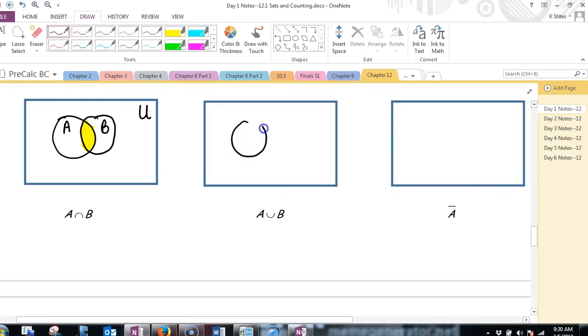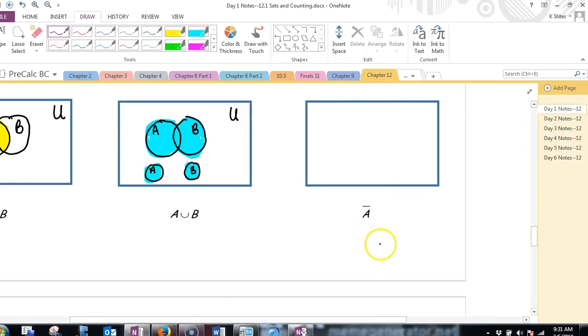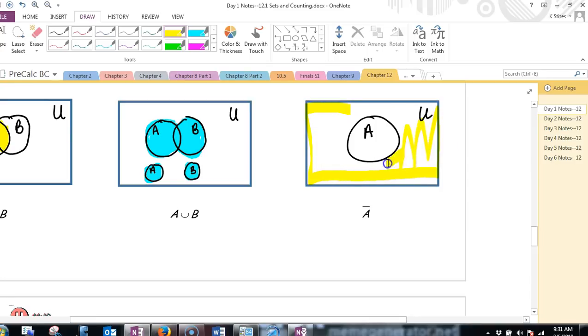A union B, I'll draw them as overlapping again. They wouldn't have to be overlapping. But if you have A union B, it means like everything in them together. Or you could have A and B, and it could be like that. It depends on the situation. All right, and then finally the complement of A, well, what would that look like? So if this is A, then the complement of A is everything in the universal set that is not in A. So that would be basically everything outside of A. My coloring isn't great, but you should get the point.